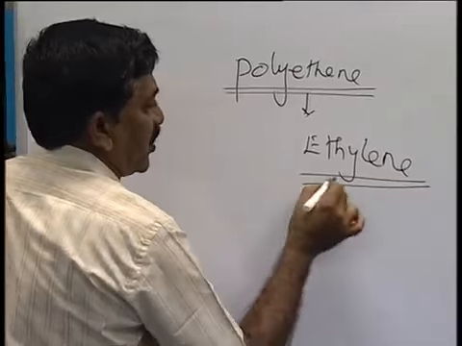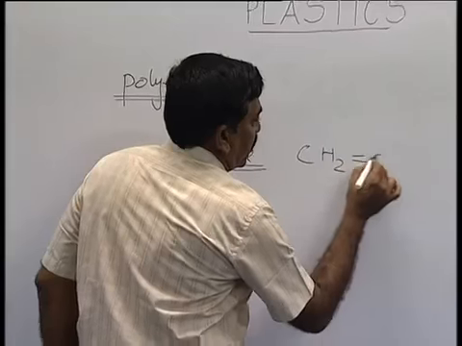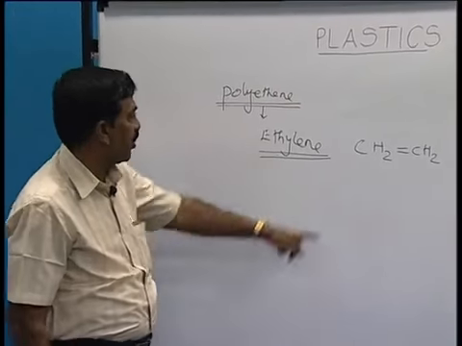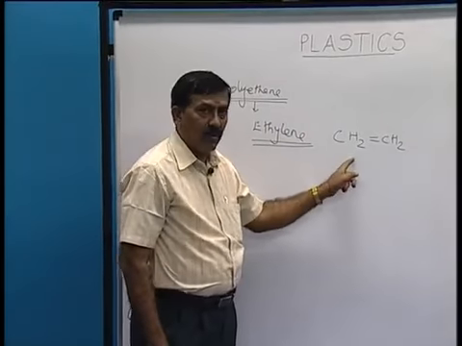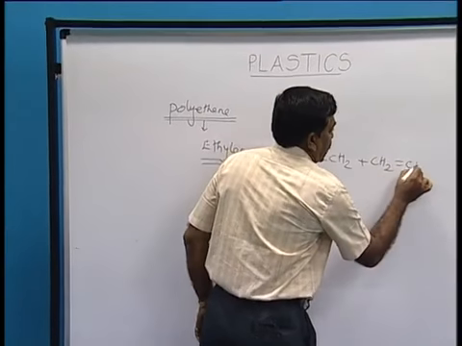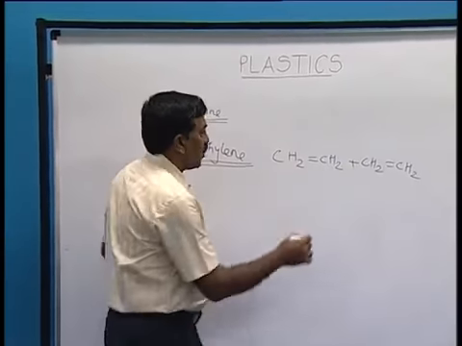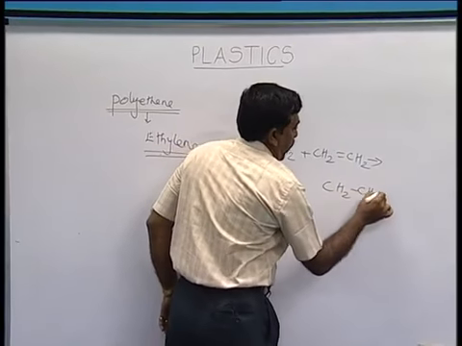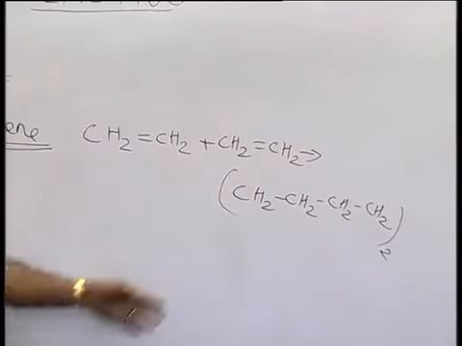ethylene. What is the structure of ethylene? Ethylene, you know, this is an alkene, CH2 double bond CH2. This is ethylene. This is an organic compound, organic molecule. So this is ethylene. When you add one more ethylene, ethylene plus another ethylene. We are going to add another ethylene. So two ethylenes when combined together, you will get a molecule. So this is called diethylene.